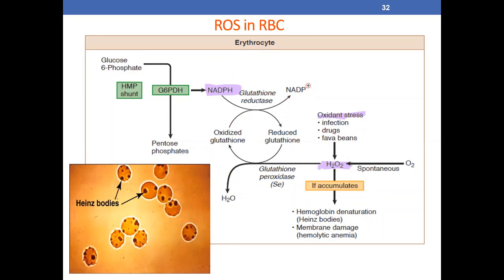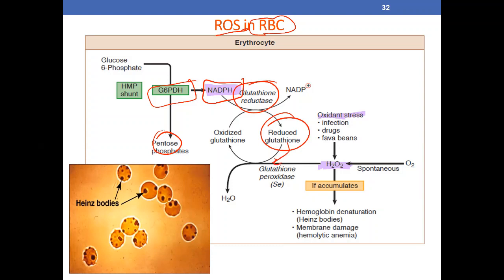Finally, this is just a summary of everything. This is reactive oxygen species in the RBC. Again, through the glucose pentose phosphate pathway, remember G6PD, the enzyme that produces NADPH. This can be used to reduce glutathione through glutathione reductase. Reduced glutathione can sacrifice itself to neutralize the free radical. You see this free radical right here, hydrogen peroxide. This free radical can be converted into water after glutathione sacrifices itself.